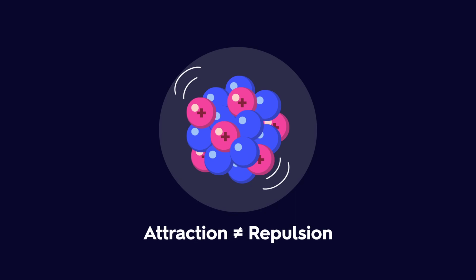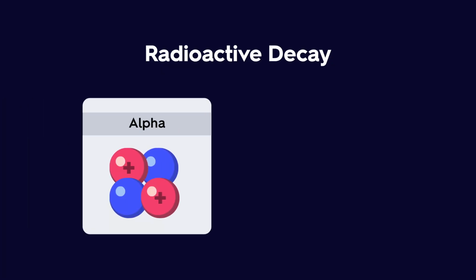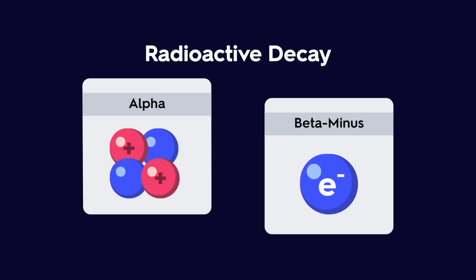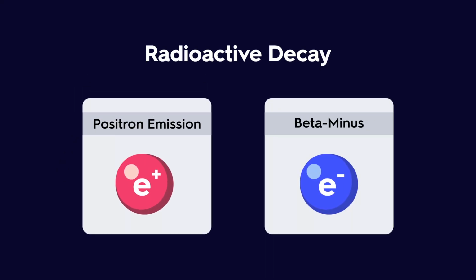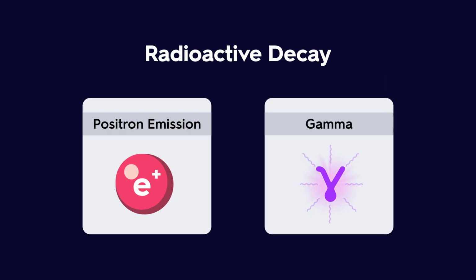When the balance between attraction and repulsion is not right, the nucleus can become unstable and decay into something more stable. There are several common ways a nucleus can change. Alpha decay emits a helium nucleus. Beta- decay emits an electron. Positron emission emits a positron, which is like a positively charged electron. Gamma emission releases energy as very high energy light.